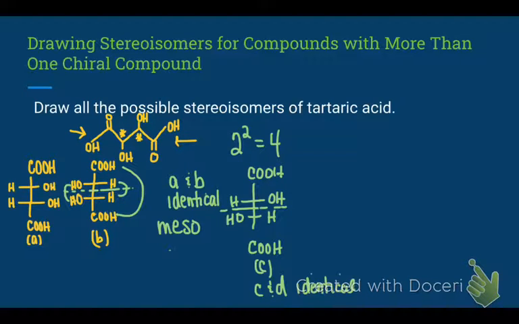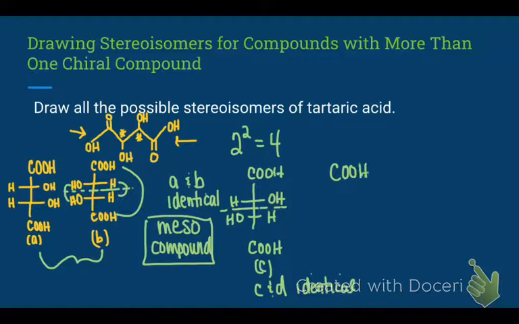So we call this a meso compound, because it does not have 4 different structures. It has 2 structures, and they are diastereomers. They are not identical. A and B are identical, so that's 1 structure. And then if I drew out, and I'll just draw it so you guys can see this structure as well. And I flip this like so, I would have a plane of symmetry.